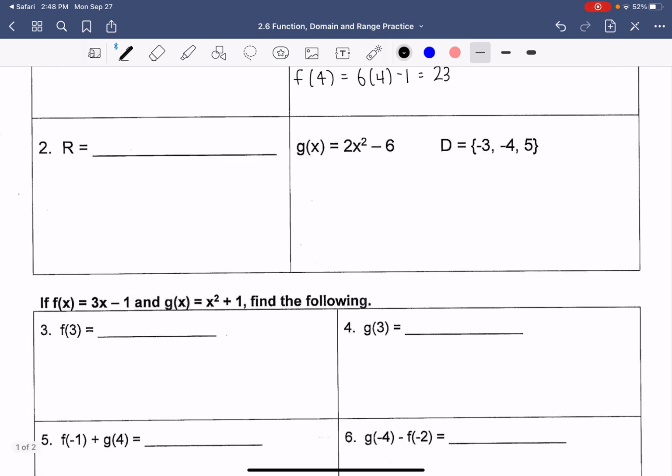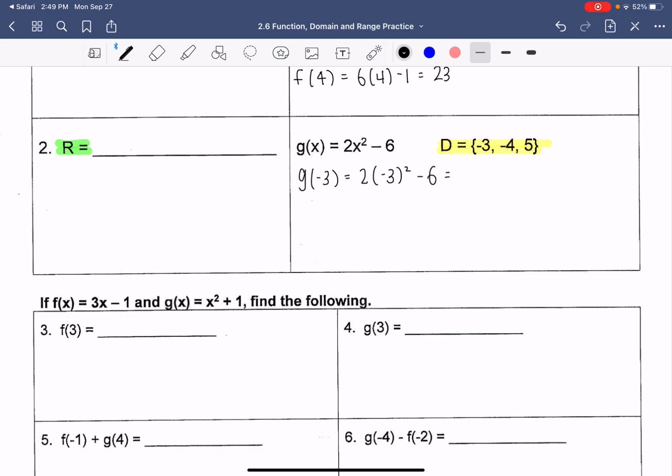Okay, so this next one, we have g of x equals 2x squared minus 6. The domain is negative 3, negative 4, and 5. Again, your domain is just your input, so then we can get our range values. Okay, so g of our first input is negative 3. So we have 2 times negative 3 squared minus 6.